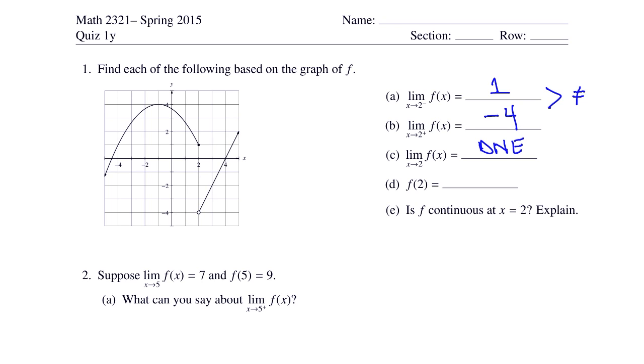Next, find the value of f of 2. That's where the function is defined. You look for the solid dot where the function would be defined, and that is at 1. And part E, is f continuous at x equals 2? The answer is no, and that's because the limit as x goes to 2 of f of x does not exist.